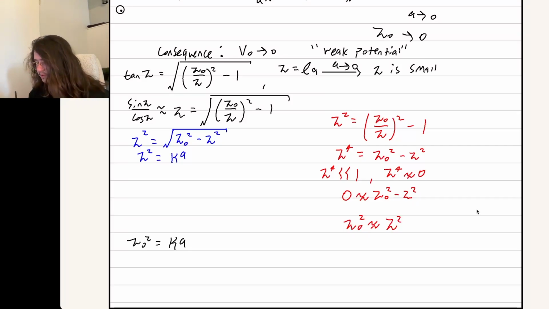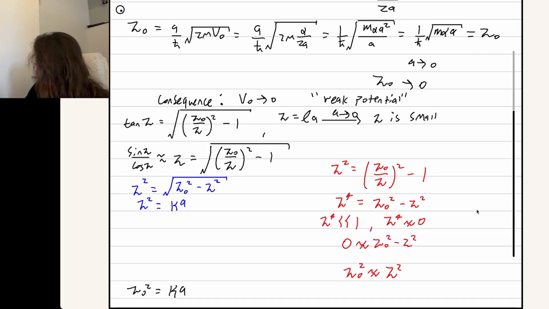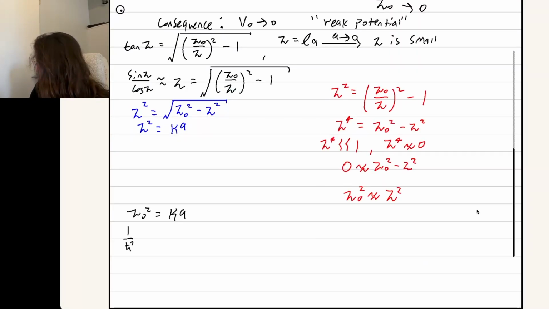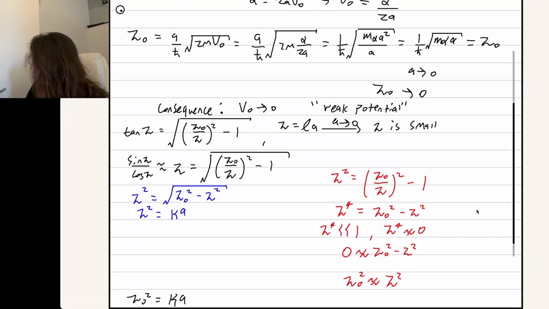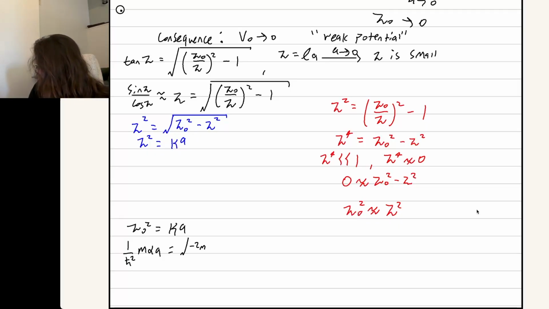Now we're actually going to expand the definitions for z naught and kappa. Just looking back, this was our definition for z naught up here. So we're going to say this is 1 over h bar squared, m alpha A. And then on the right hand side, we'll expand the definition of kappa, which is the square root of 2mE over h bar. And there's an A here. The A's cancel out. This is nice.